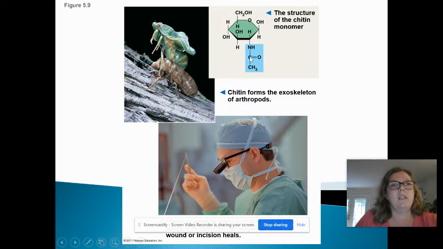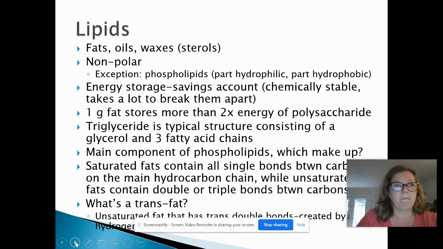Chitin. This is what a chitin monomer looks like. This is part of the exoskeleton of arthropods. And chitin would also be a structural polysaccharide.